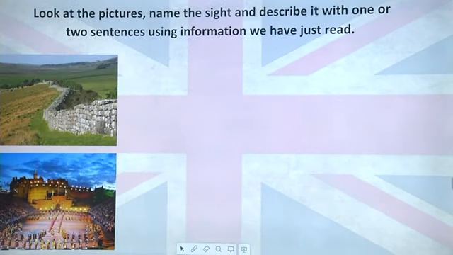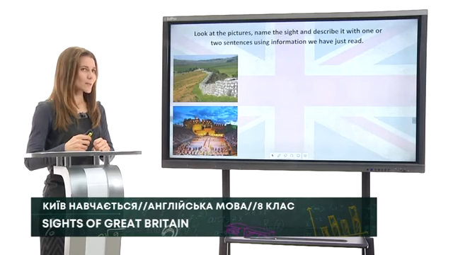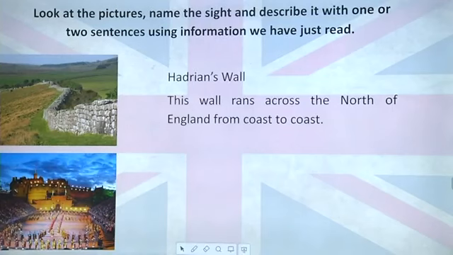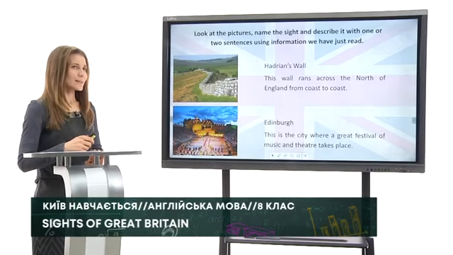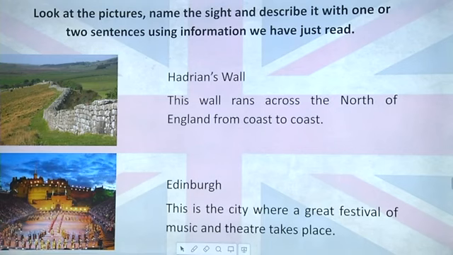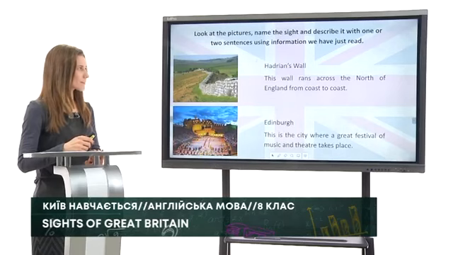Well, what a long wall. Do you remember how do we call it? Yes, you are right. Hadrian's Wall. This wall runs across the north of England from coast to coast. Next is Edinburgh. This is the city where a great festival of music and theatre takes place every year in August.